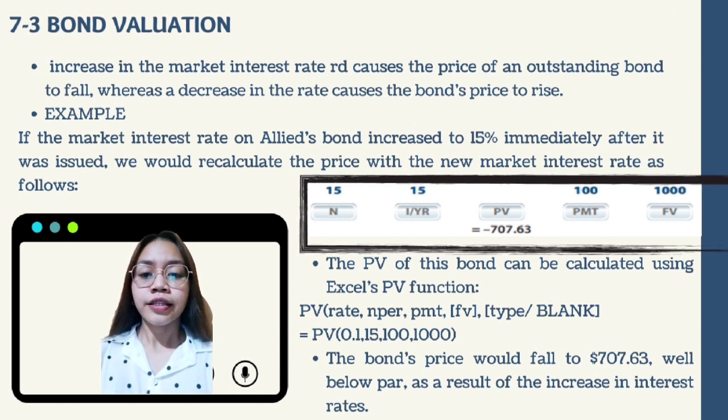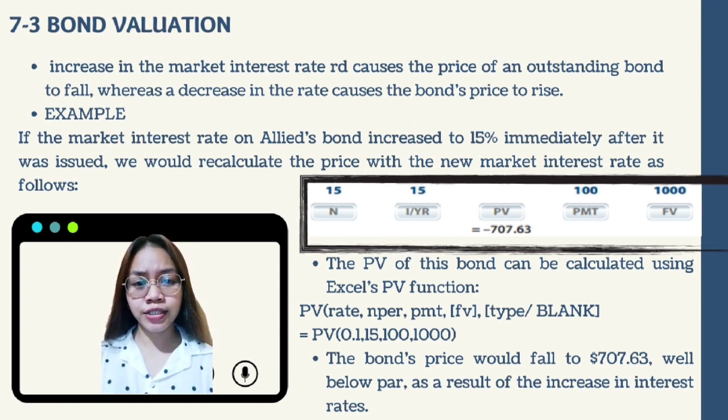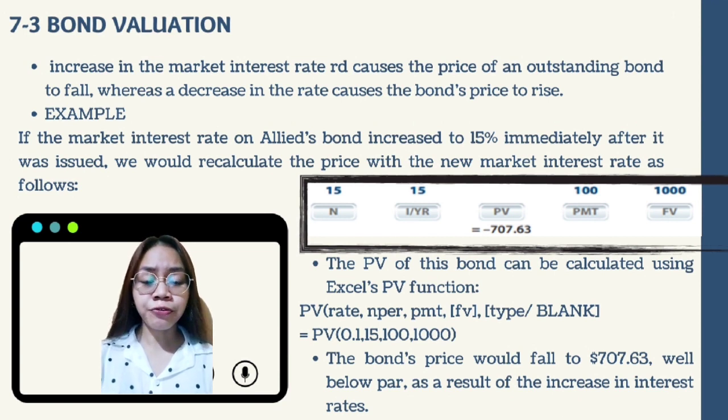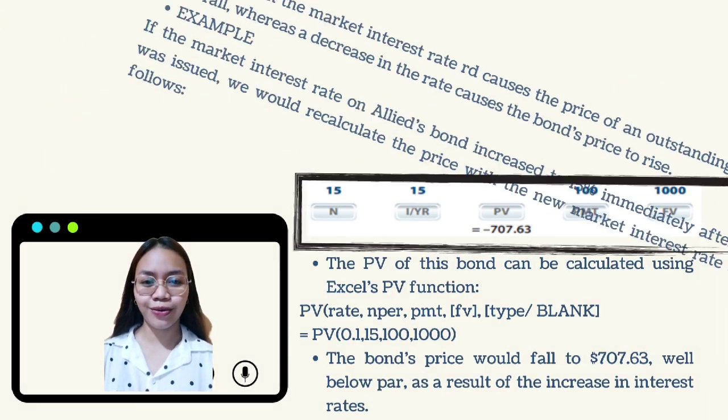So, for the PV, N equals 15, the number of years before the bond matures, and I per year equals the discount rate, RD, which is 15%. INT equals PMT, and the maturity value of the bond equals FV, which is 1,000. Then press PV, and it equals negative 707.63. The present value of this bond can also be calculated using the Excel PV function. PV, rate equals 0.1, NPER equals 15, PMT equals 100, and FV equals 1,000. Before clicking enter, put a space or blank after the 1,000. The bond price would fall to 707.63, well below par, as a result of the increase in interest rate.